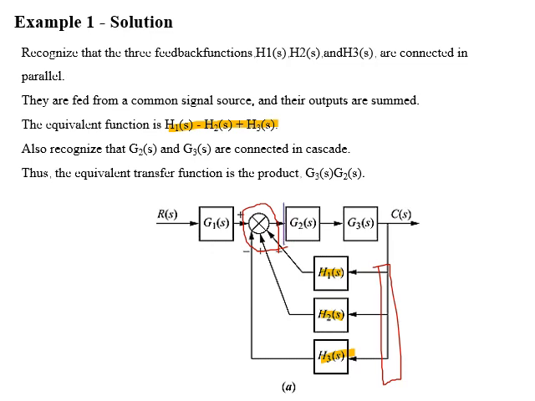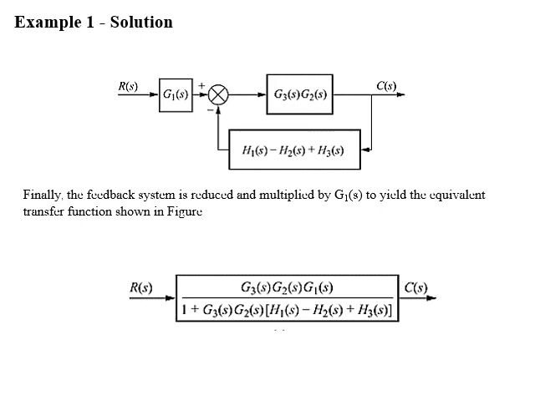Now if you look at the forward path, which includes G2 of S and G3 of S, these two systems are in series form, so the equivalent can be found using the cascade form relation, with equivalent transfer function of G3 of S into G2 of S. Dear students, after using parallel and series form, we get our reduced system.